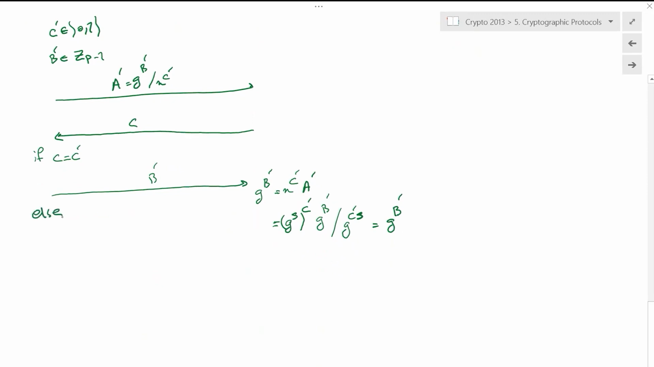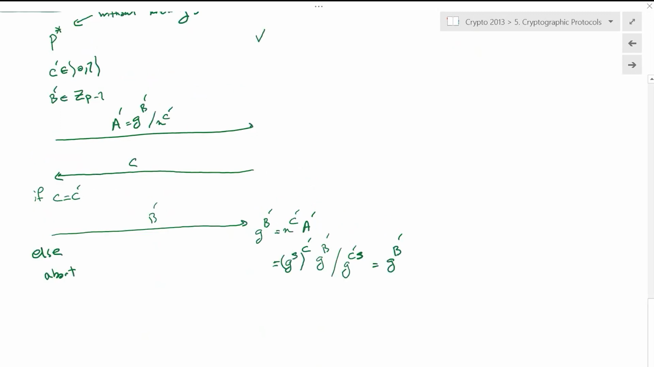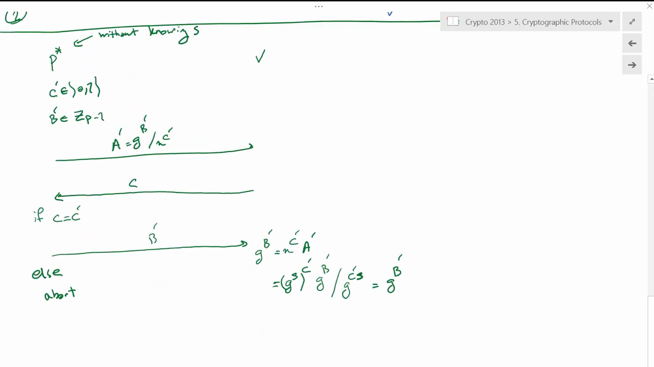Otherwise, we can abort. Because if the challenge that we receive is different from what we guessed, then there's no point in sending this B prime, because V would catch us and say, I know that you're not a correct prover, you're cheating. So if that is the case, we could just abort and we don't have to continue the computation. So this is a problem.